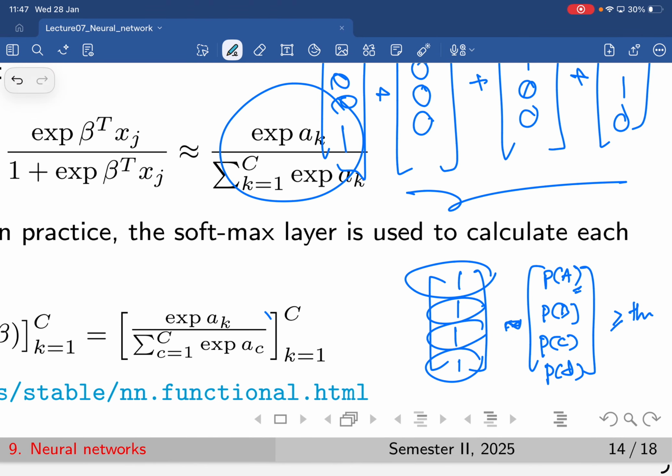And actually for each probability, you can write it down like that, because you can represent this probability as some exponential function, then you can divide that exponential term by the sum over each class.